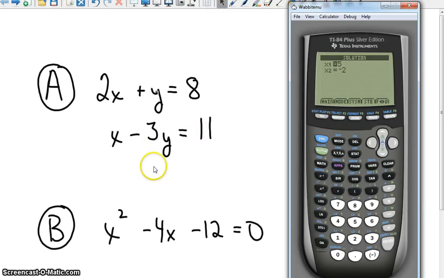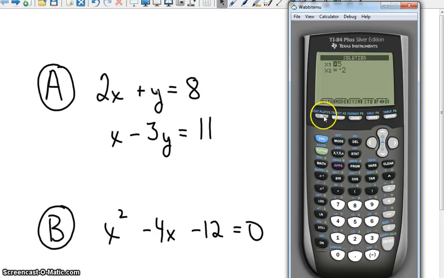What you want to remember is what you're looking for when you solve simultaneous equations is where the two functions meet. So this is the point (5, negative 2), where this line and that line meet. We're looking for some point in the Cartesian plane where the functions meet.